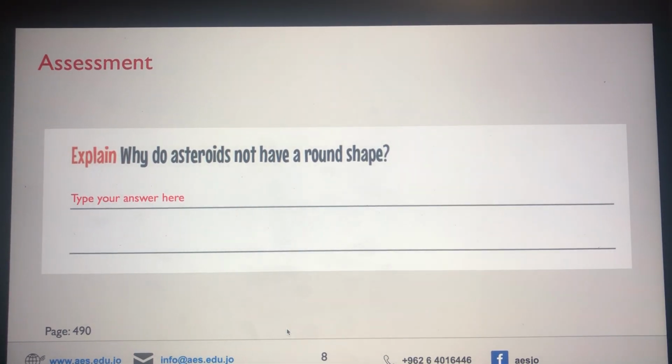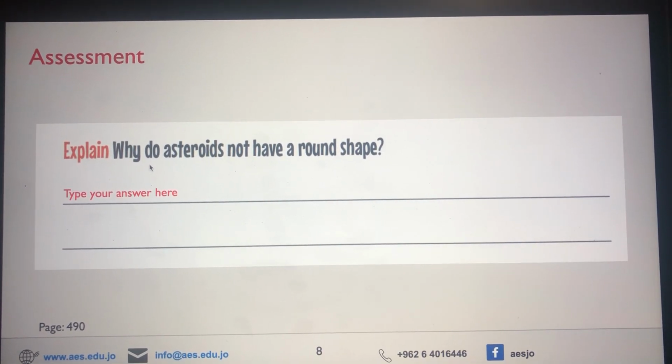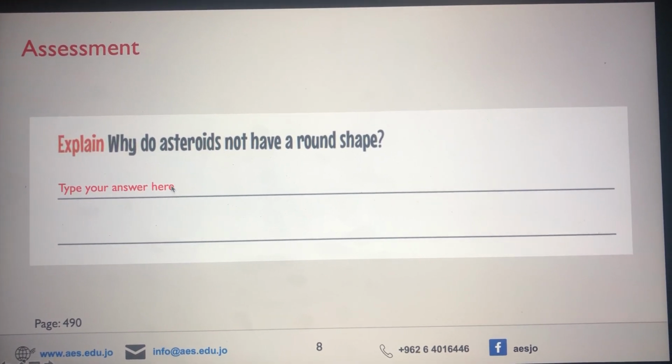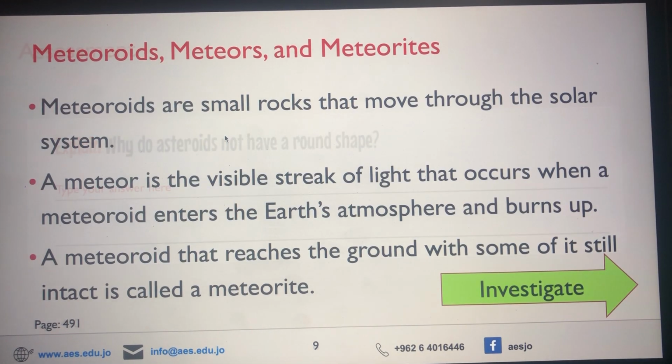So on page 490, you'll see a question that asks, why do asteroids not have a round shape? Please type your answer below.